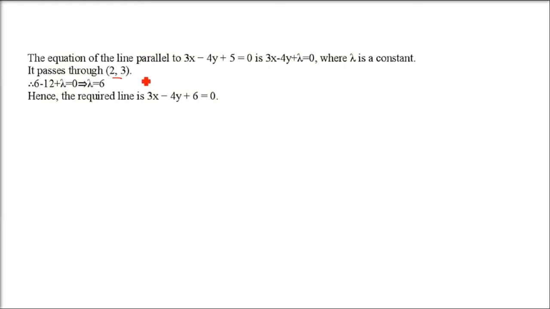Find the equation of the line passing through the point 2, 3 and parallel to the line 3x minus 4y plus 5 equals 0. Whenever we have ax plus by plus c equals 0, this is the equation of the line. The parallel line will be ax plus by, you have to write exactly like this, and in the place of c, you have to write lambda.